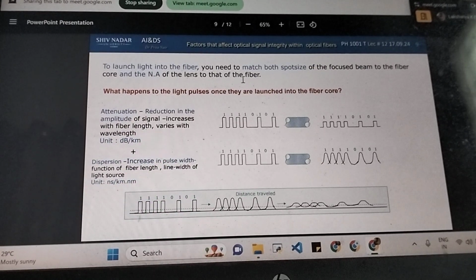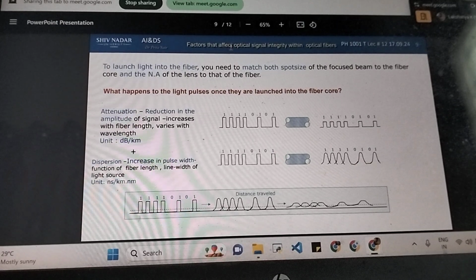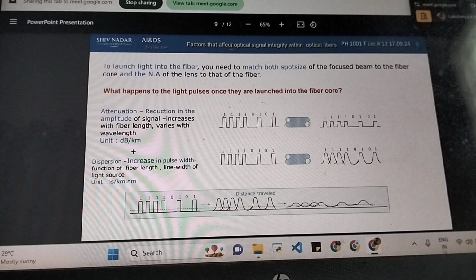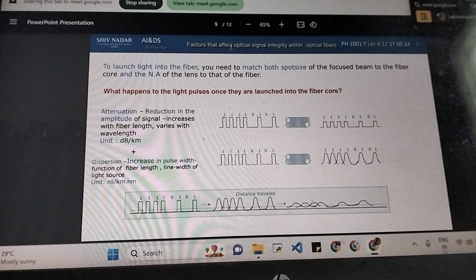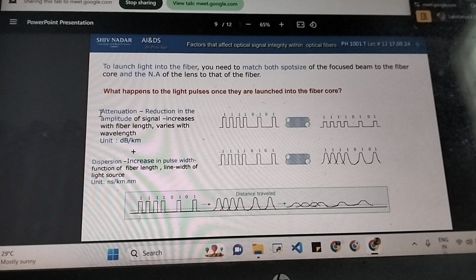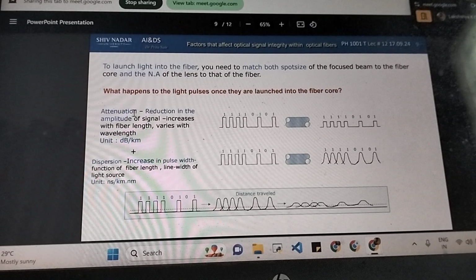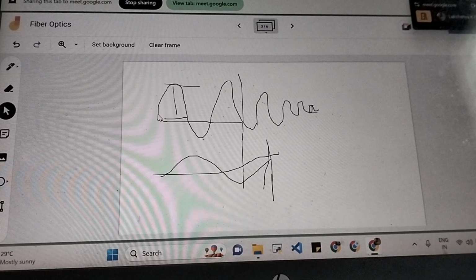So with that out of the way, we'll move to factors that affect optical signal integrity. What we mean by optical signal integrity is that you want the signal you send at your starting point to reach your destination without any sort of loss. Ideally that is what should happen, but in real scenarios there are various factors which lead to some loss of signal. So what are those factors is what we are going to be looking at. There are two major such factors, attenuation and dispersion. So what are attenuation and dispersion?